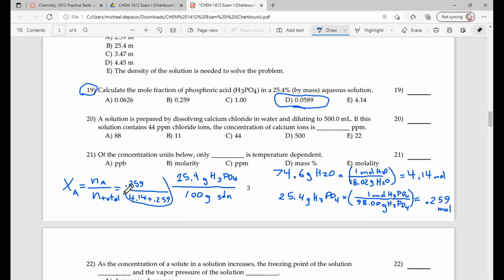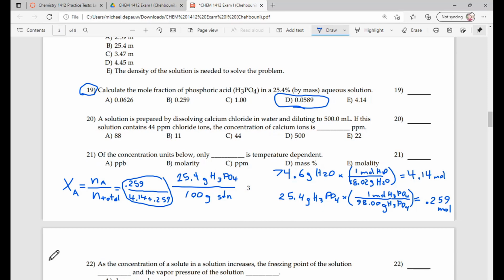Did you multiply something for that? Wait, what? I did that wrong at first. I multiplied. Adding that. Okay. Yeah, and notice if you had forgotten to add the 0.259 to the denominator, you would have gotten 0.0626. So you would have gotten one of the other answers, and you would have been like, oh, I did this right. We're like, no, you didn't.